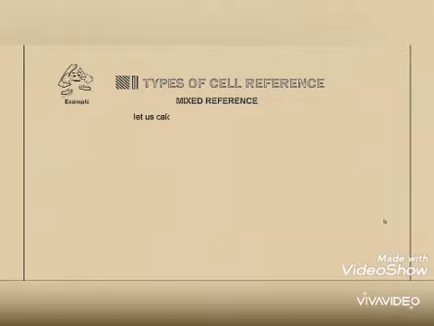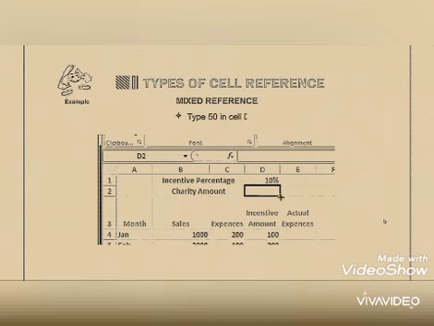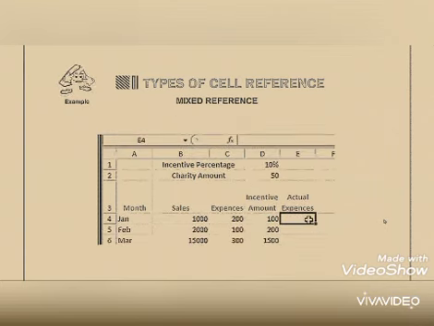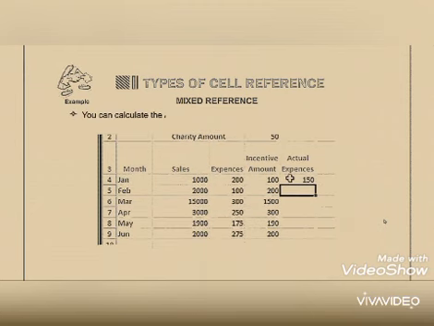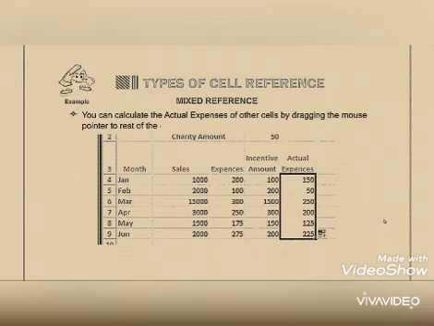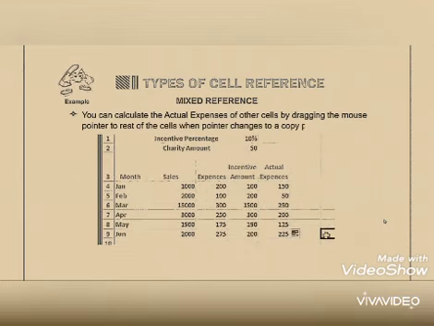For example, let us calculate the actual money expenses. Type 50 in cell D2. Click on cell E4. Type =$C4-D$2. Press the Enter key. You can calculate the actual expenses of the other cells by dragging the mouse pointer to the rest of the cells when the pointer changes to a copy pointer symbol.